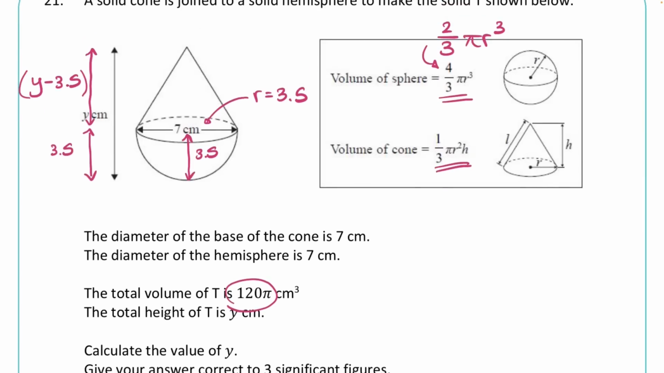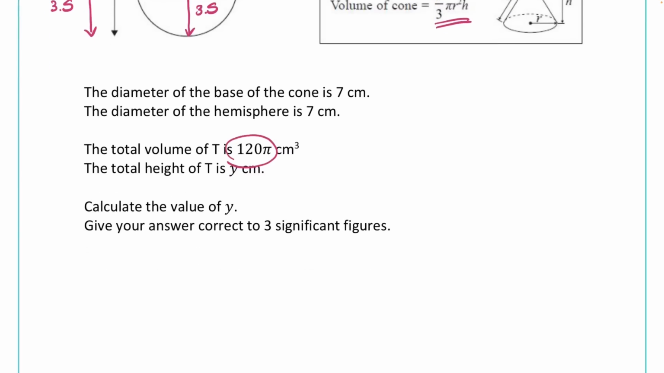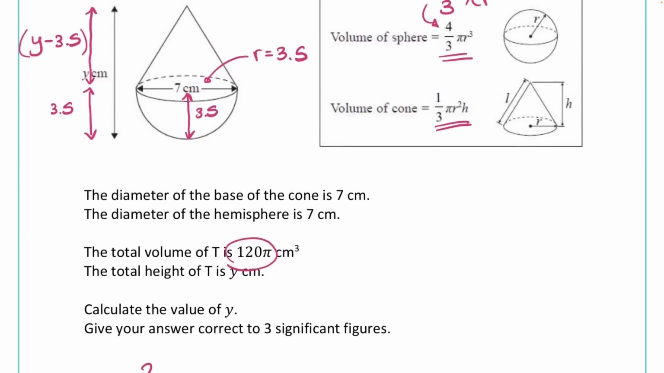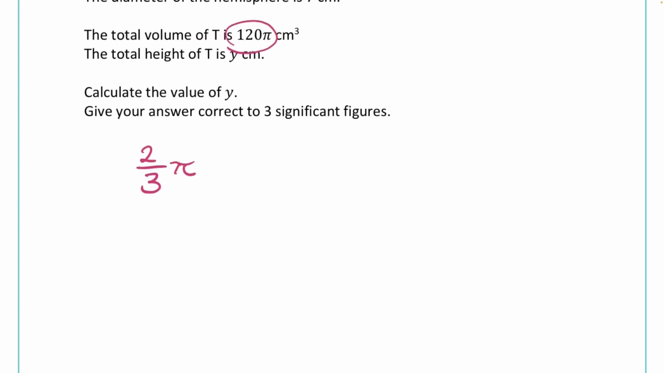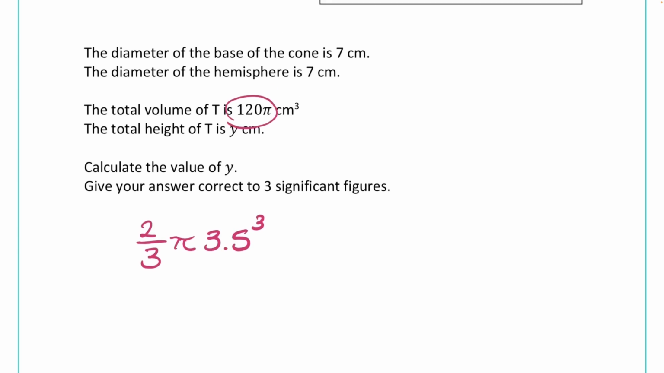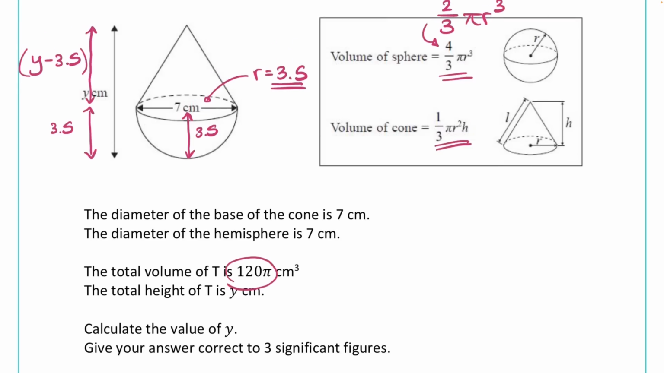So 2/3 pi r cubed for the hemisphere. So we have 2/3 times pi times the radius cubed, and the radius is 3.5. So 3.5 cubed. I'm just not going to write lots of times signs in at the moment because I think this is going to be quite a long one to write. We're going to add to that the volume of the cone.